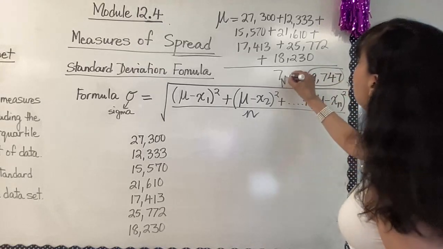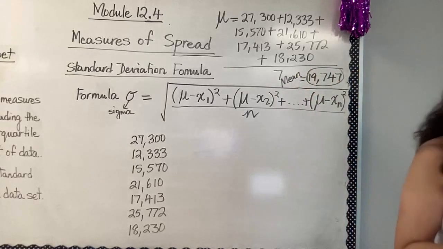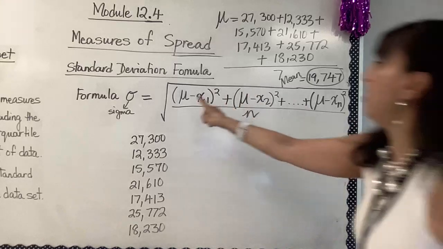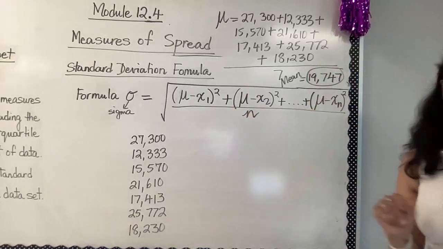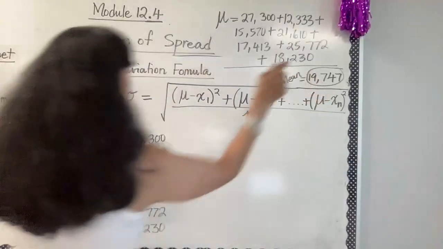19,747, and this is my mean. Okay, so that's the first thing I need to do. The next thing I'm going to do is find the square of the differences. I've already written this down. I'm just going to add on 1. So all in the front, what is my mean?